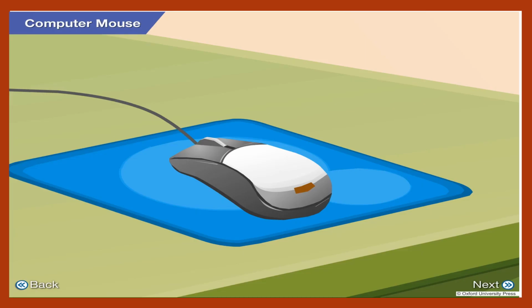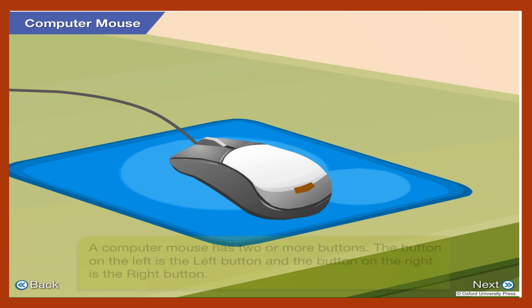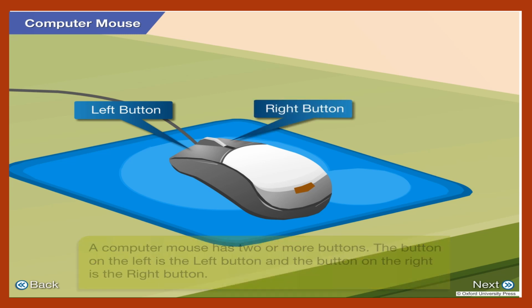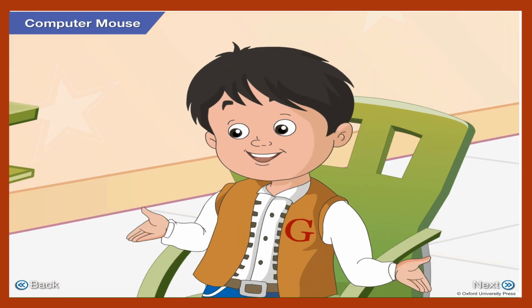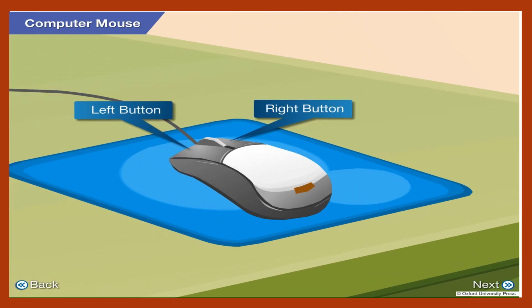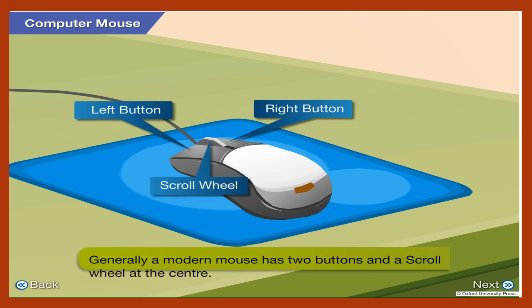A computer mouse is a pointing device. It may have 2 or more buttons. The button on the left is the left button, and the button on the right is the right button. What is that wheel in the middle, Toggle? That is a wheel called the scroll wheel. A modern mouse, like the one you have here, has 2 buttons and a scroll wheel at the center.